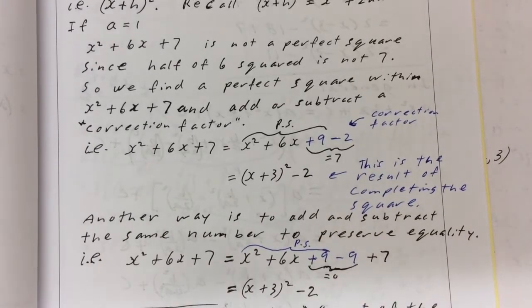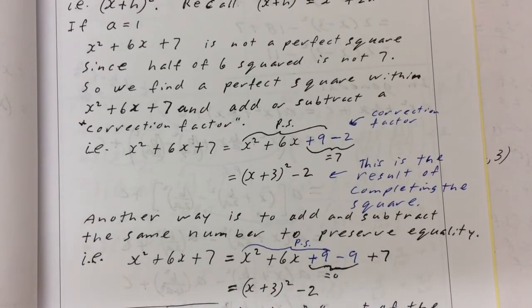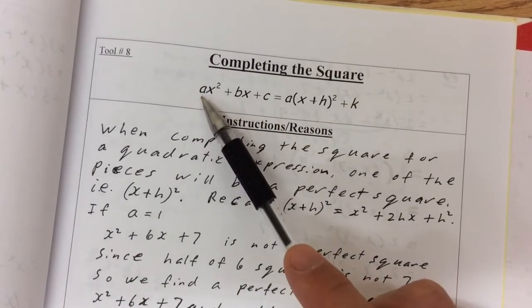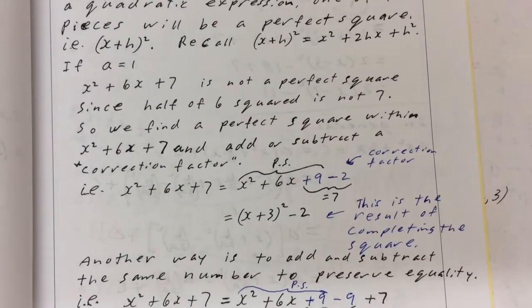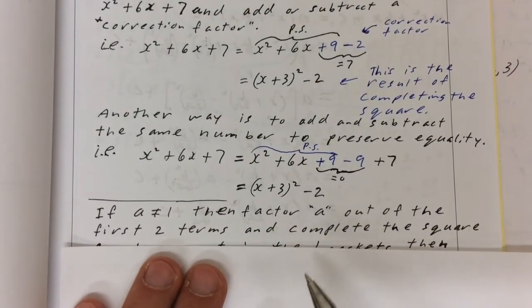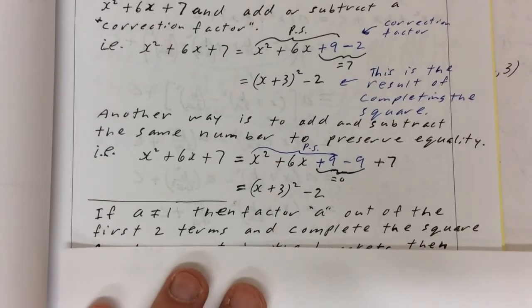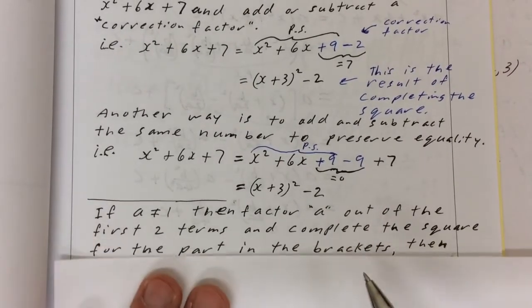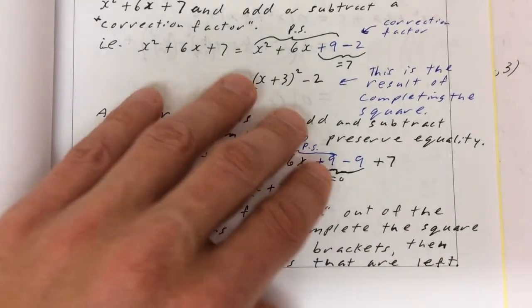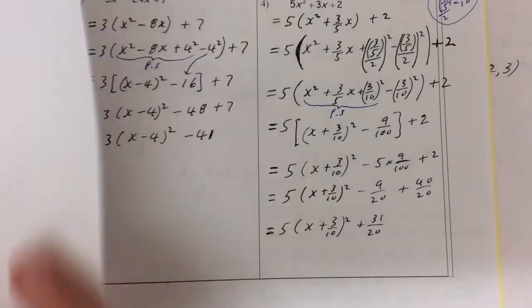Okay? If a is not equal to 1, then factor a out of the first two terms. So we're looking at ones where you might have a 2 or a 3 or something in front of the x squared now. Okay, if it's not a common factor. So what I want to do now is, if a does not equal 1, then factor a out of the first two terms, so not the constant term, okay, and complete the square for the part that is in the brackets. Then simplify the parts that are left. Okay, so I'm going to show you one like this.